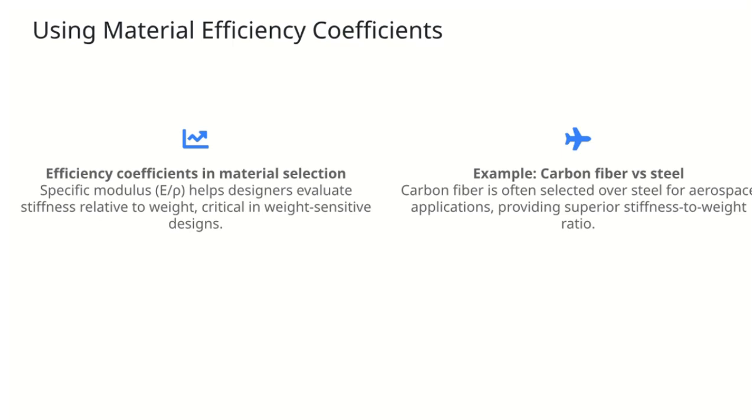Let's see the material efficiency coefficient. Efficiency coefficient in material selection helps designers evaluate stiffness relative to weight, critical in weight sensitive design. For example, carbon fiber versus steel. Carbon fiber is often selected over steel for aerospace application because it provides superior stiffness to weight ratio. So for aerospace, for airplanes and helicopters and everything, we want to make it light, but light and strong.